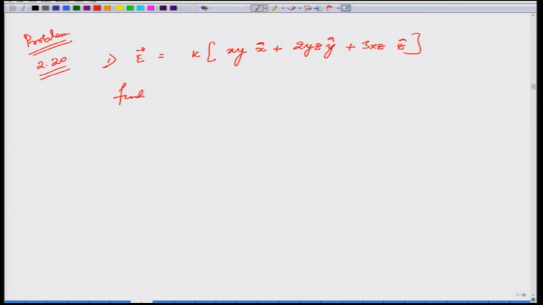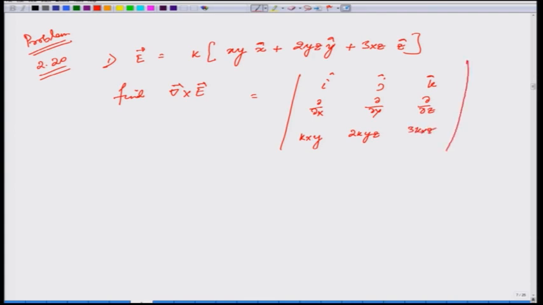Find the curl of E. I am leaving it to you. And if my curl of E is 0, then it is a possible electric field.